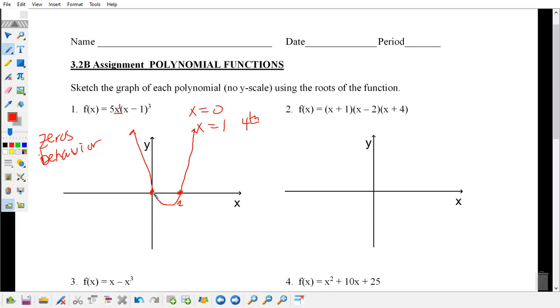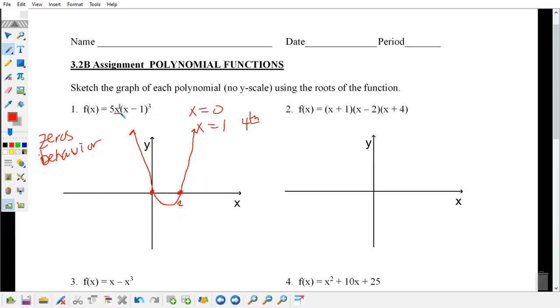Can someone say why I went through these points? What's that thing called right there? The power? Yeah. The reason why you go through the point is because the power of your zeros are odd. Okay, the power of my zeros are odd, and I go through odd powers, and we touch on even powers.